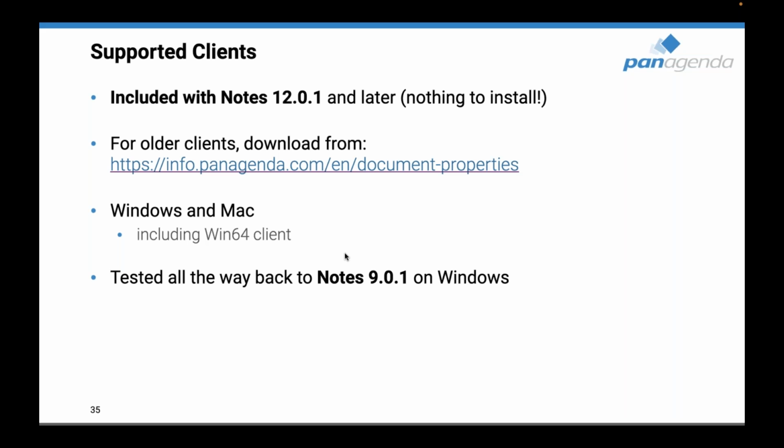If you have an older client, then there's a link here for info.panagenda.com/en/document properties, and you can download it. It works on Windows and Mac. I've also tested it on the Windows 64 client, which has been in beta for about a year or so. Works on that too. And when I do new releases, I actually test all the way back to Notes 901. So this should work for you for some older versions of Notes too.